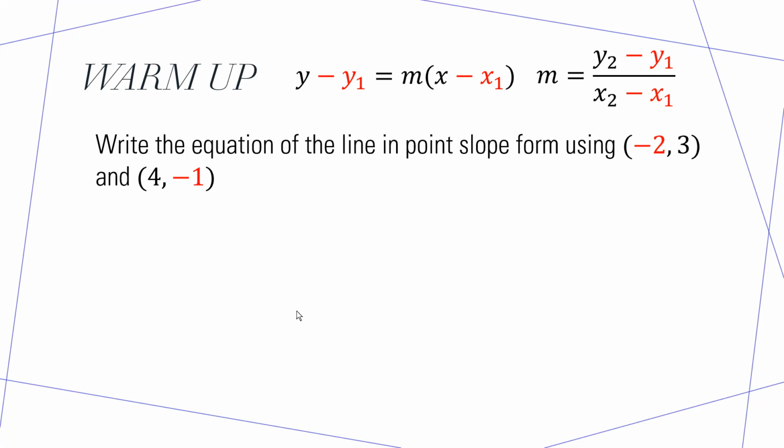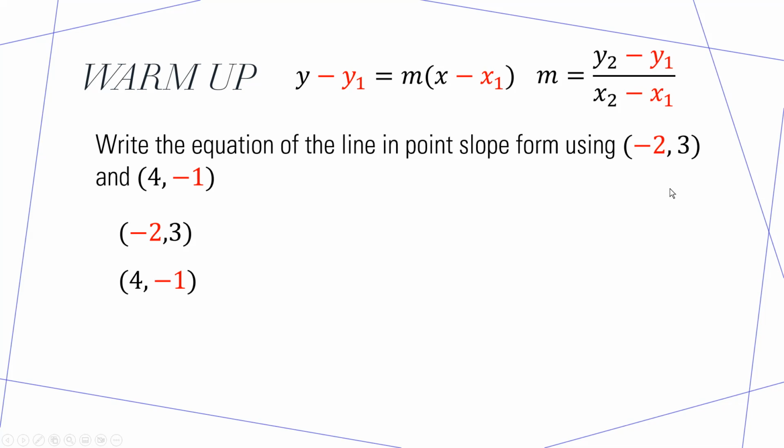Today we're going to be looking at point slope, second day. Write an equation of a line for the warm-up in point slope using the points (-2, 3) and (4, -1). So you have the equation, you have the various different ways to go through it, and you also have point slope up here. So let's get started. We're going to use the stacking method today.